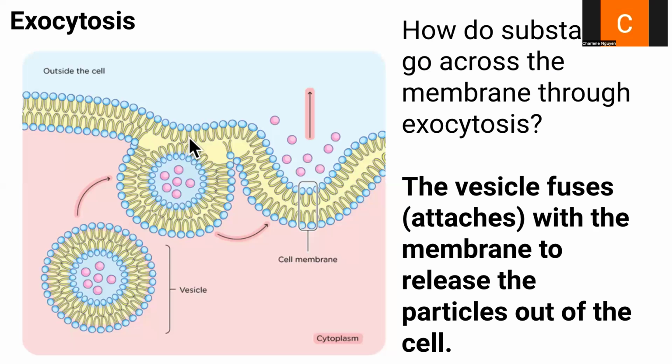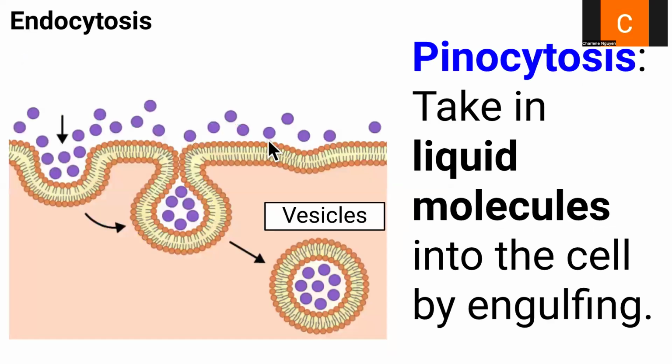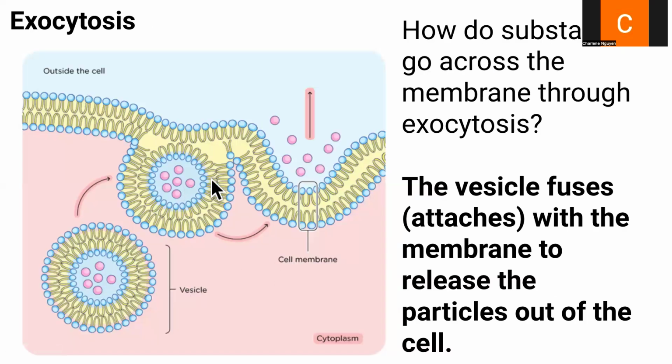Here you can see that once it fuses together, the membrane is going to come back together, and then it can use energy from the cell to push out the substances. So it's almost opposite of endocytosis. Here you can see that it's wrapping around the substance and taking it in. For exocytosis, we are fusing with the membrane and then kicking out the substances.